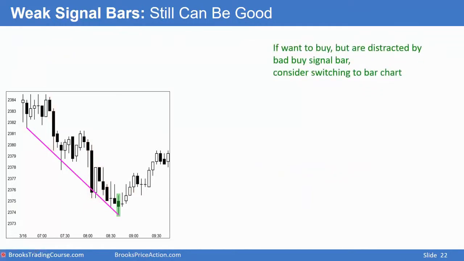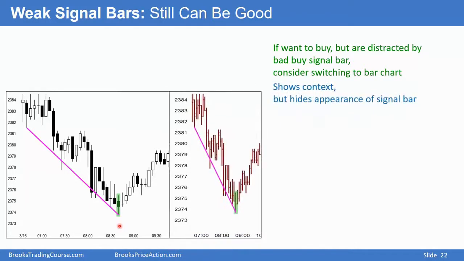Some traders look at this and say, yeah, I want to buy. We have consecutive sell climaxes. We're reversing up from the bottom of the line. We keep reversing up from it. We're probably going higher, but they can't get past this bad buy signal bar. They look at that bear bar and say, I don't want to buy above a bear bar, but I know it's going up. Well, one way to get around that is don't look at a candlestick chart.